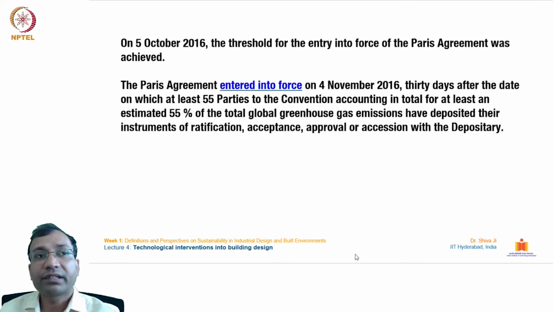On 5th October 2016, the threshold for the entry into force of the Paris Agreement was achieved. The Paris Agreement entered into force on 4th November 2016, 30 days after the date on which at least 55 parties to the convention, accounting in total for at least an estimated 55% of the total global greenhouse gas emissions, have deposited their instruments of ratification, acceptance, approval, and accession with the depository.